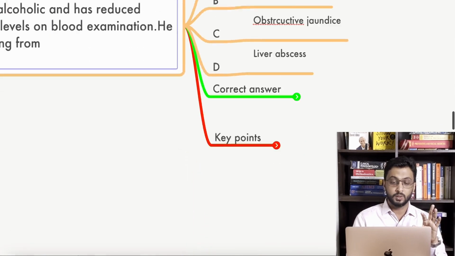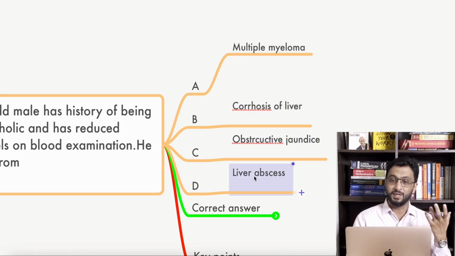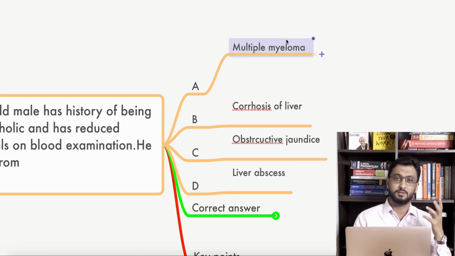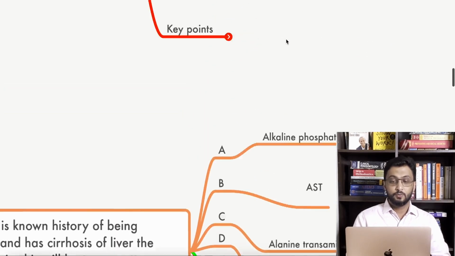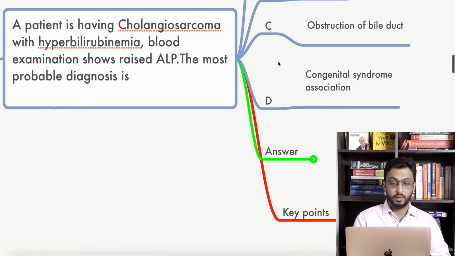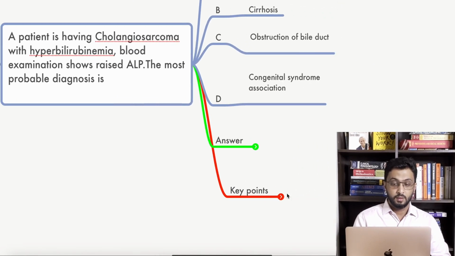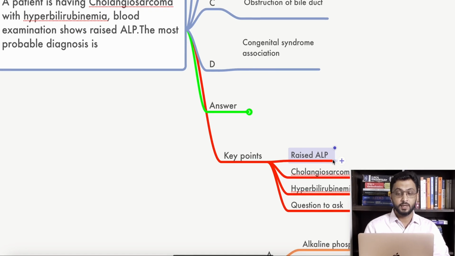Coming to the options here: multiple myeloma, cirrhosis of liver, obstructive jaundice or liver abscess. Meaning, what type of liver disease. Multiple myeloma you can easily exclude right away. If you come to the key points in the first question, we'll zoom in and see them. The key point here is the raised ALP. They're asking the diagnosis. Key point 1 is the raised ALP.